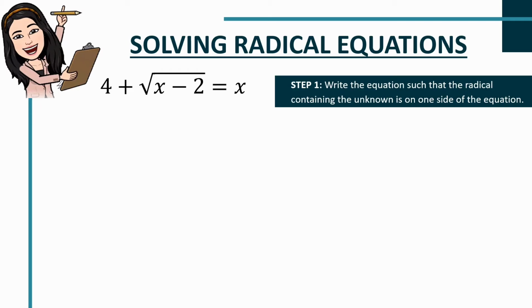So here in our given equation, how many terms do we have? Okay, una, we have 4. Then second, we have a square root of x minus 2. And the third one is x. So therefore, we have 3 terms.